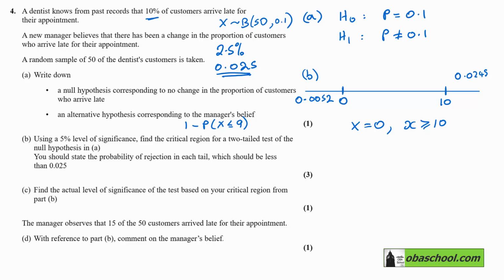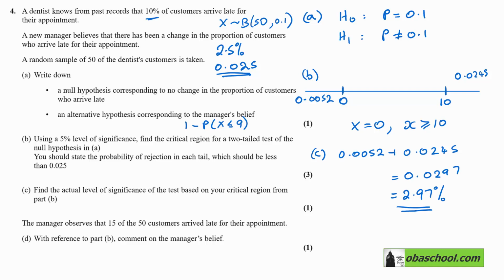The actual significance is going to be 0.0052, add 0.0245, and that gives me 0.0297 or 2.97%.